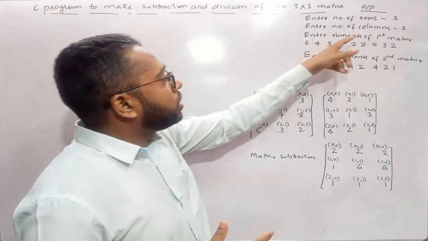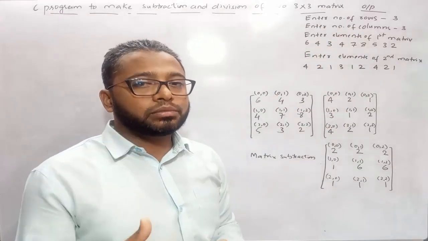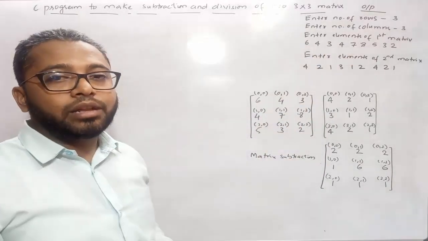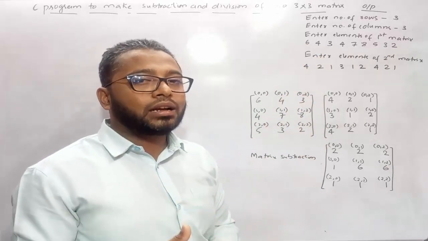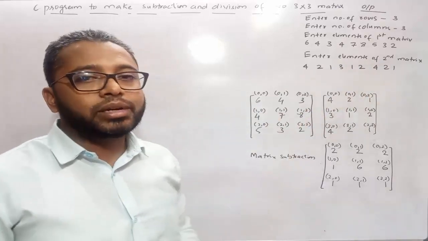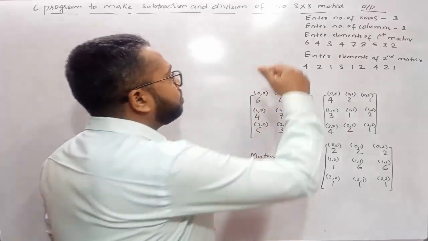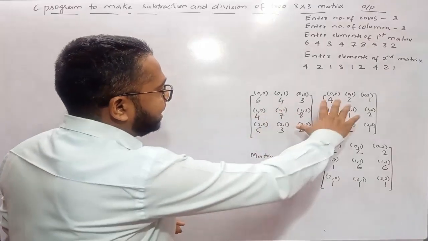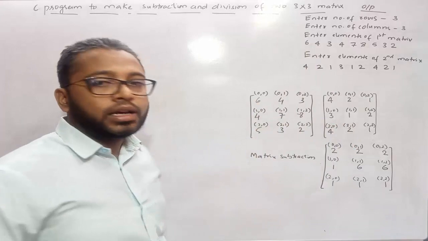Once you enter the rows and columns, it asks you to enter the elements of the first matrix. Here you can see I have entered 9 elements. Then it will ask you to enter the elements of the second matrix, and here you can see I have entered them. Once you enter the elements of both matrices, it will show you both matrices like this. These are the elements of the first matrix and these are the elements of the second matrix.